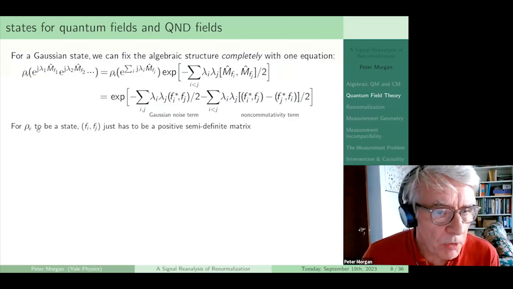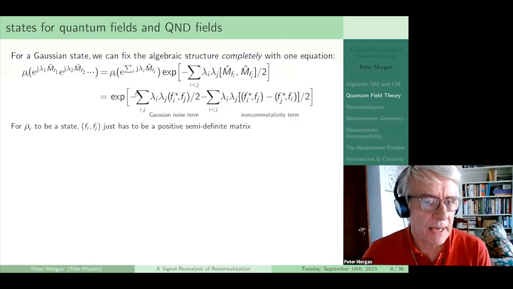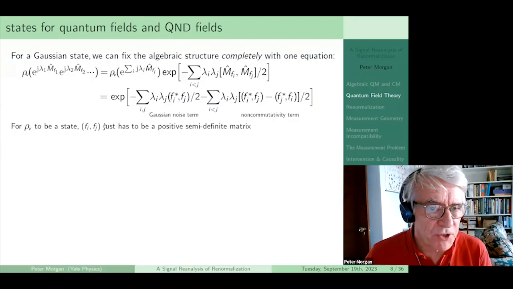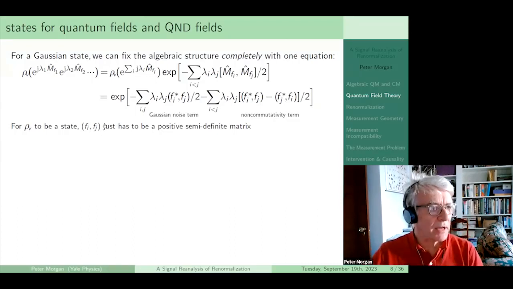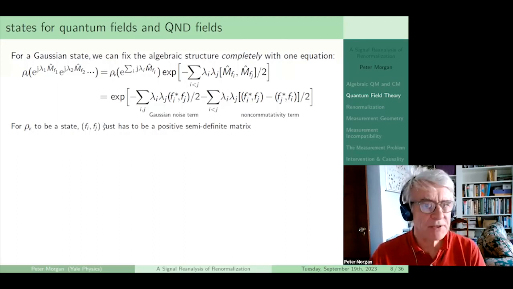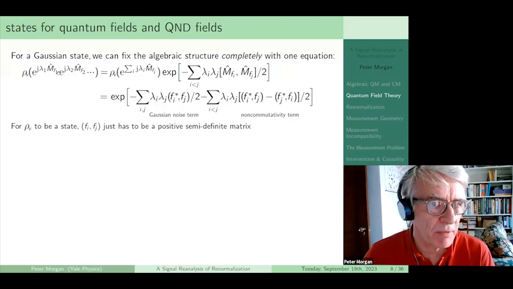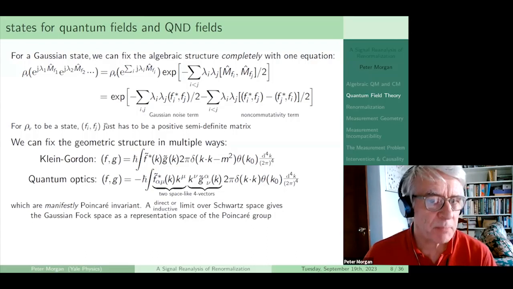Now, although I've constructed this by thinking in terms of an ordinary Gaussian free field, for this rho v to be a state, F_i F_j just has to be a positive semi-definite matrix. That's all that's required algebraically for this to work as a statistical state over the measurement operators, the F measurement operators. So we fix the algebraic structure.